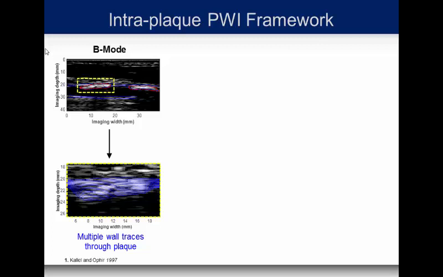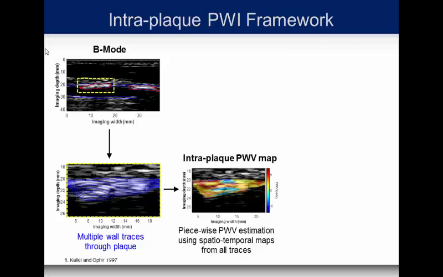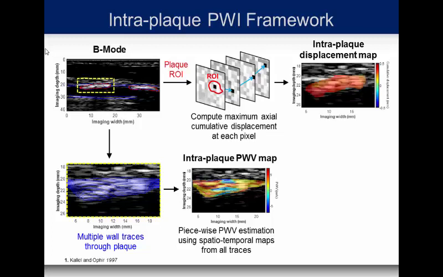If we take a piecewise pulse wave velocity estimation for each wall trace and overlay that onto the B mode, we can generate a map of the pulse wave velocities along each wall trace throughout the depth of the plaque. Other things that we can do, since we've segmented out these plaques as regions of interest, is track the speckle within the ROI. We're essentially accumulating the pulse wave-induced displacements within the plaque ROI over time. And then if we take the maximum cumulative displacement, that corresponds to the displacement of the maximally distended artery.